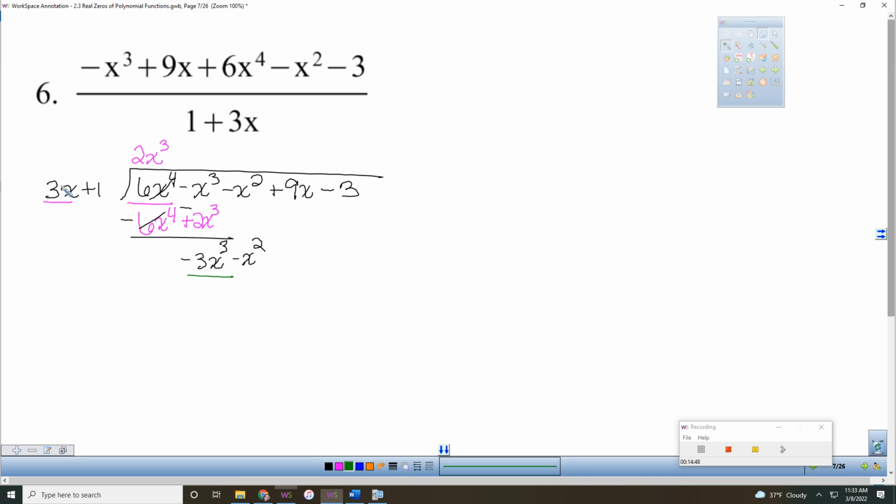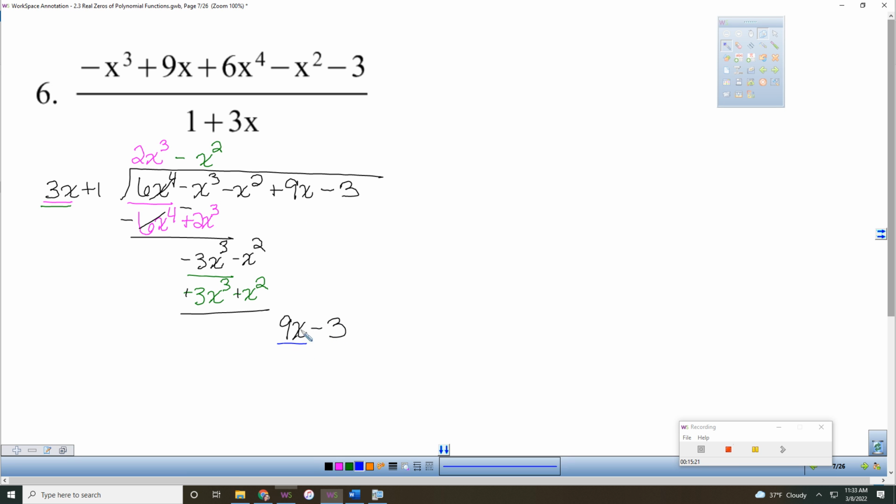Then I divide through again. Negative 3x cubed divided by 3x would be a negative x squared. And so negative x squared times 3x would be negative 3x cubed, and negative x squared times 1 is negative x squared. Subtract, so I'm going to change the signs, and I end up with no x squareds left, and I need two things, so I'm going to drop the next two things. If I didn't have two, then the next one dropped down would be my remainder.